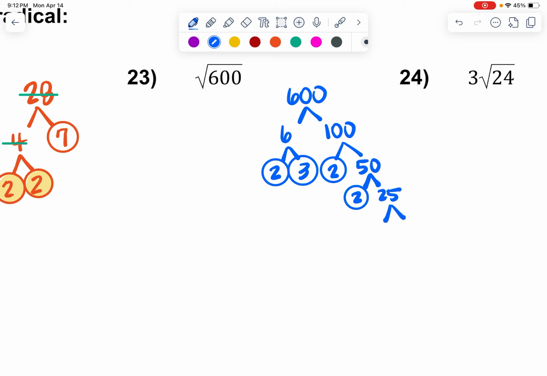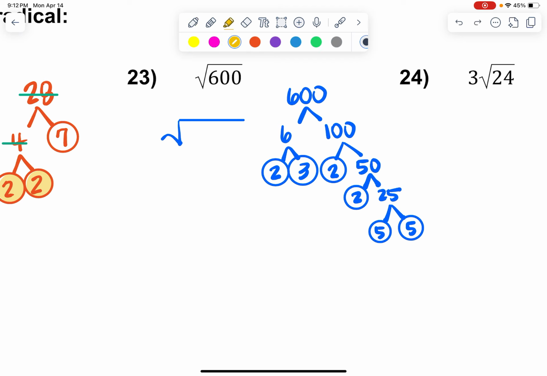And then 5 and 5. And now I've got all the primes, right? So here's my square root. Whatever numbers have pairs get to come out of the radical. So it looks like I have a pair.